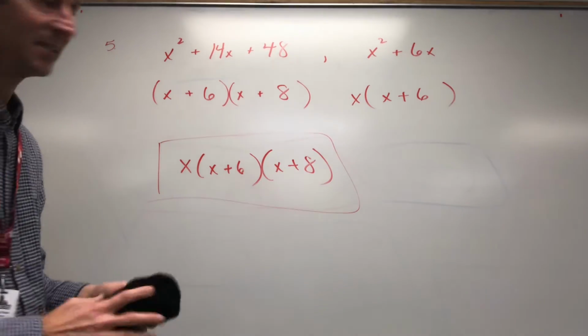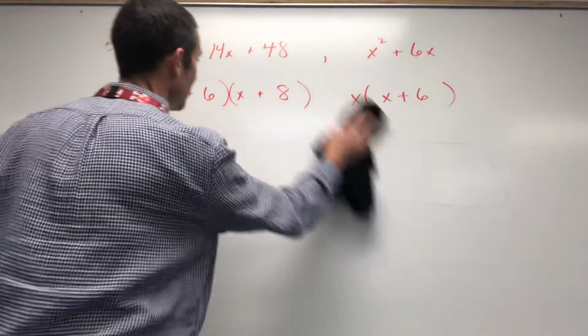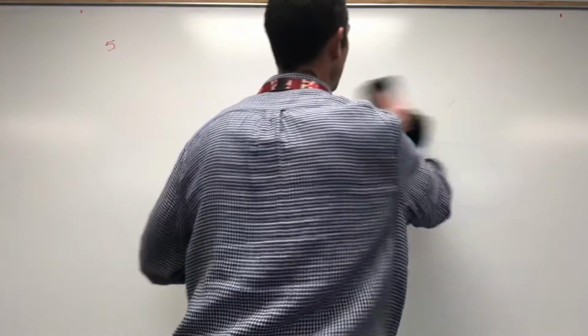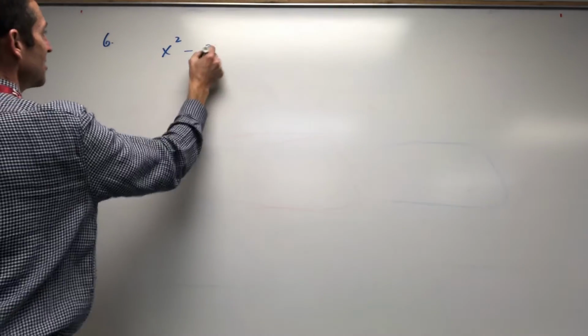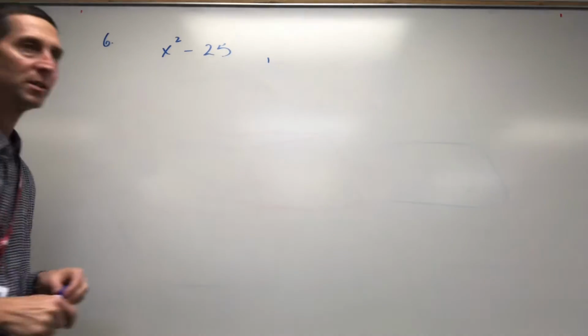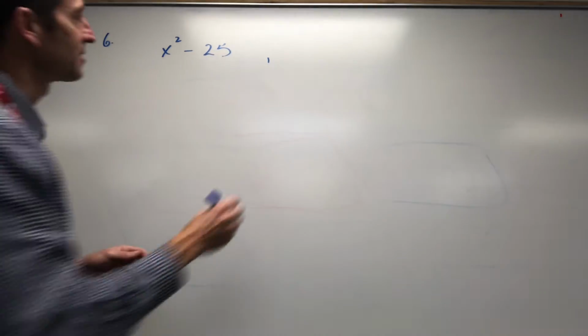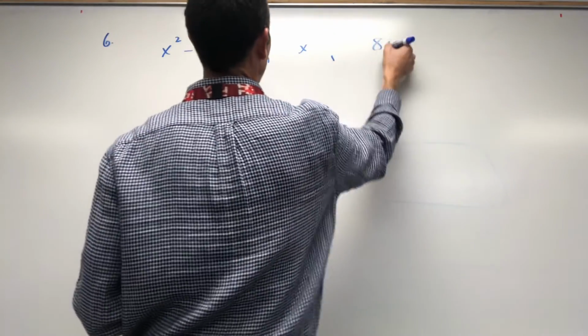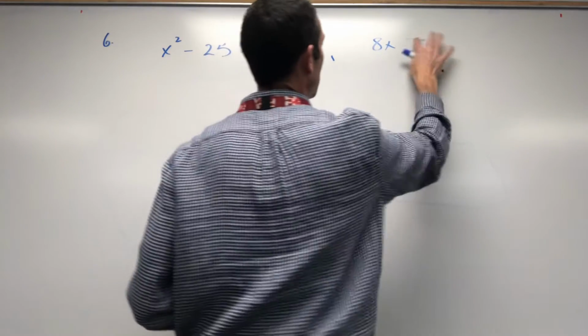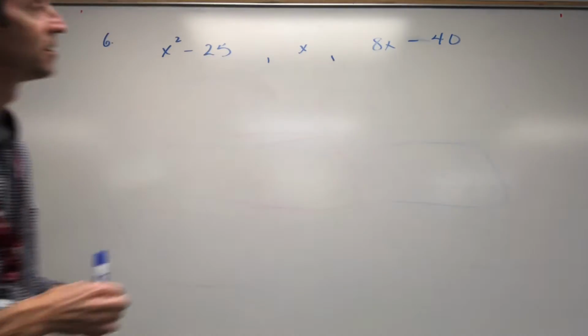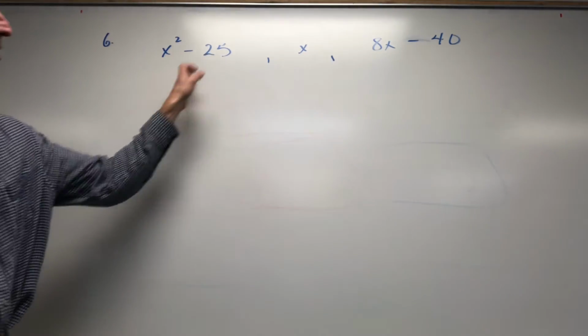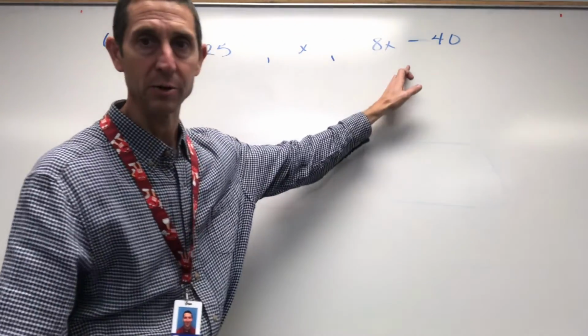5 of the 6 examples done. Let's do one more. Let's put a whole bunch of stuff up here. x squared minus 25, oh, okay, difference of squares. So there's one denominator. Let's do an x, and how about 8x minus 40. Okay, so denominator, a second denominator, a third denominator.